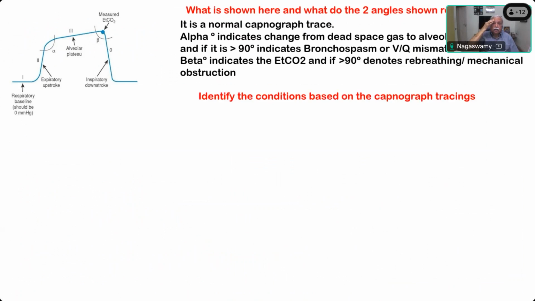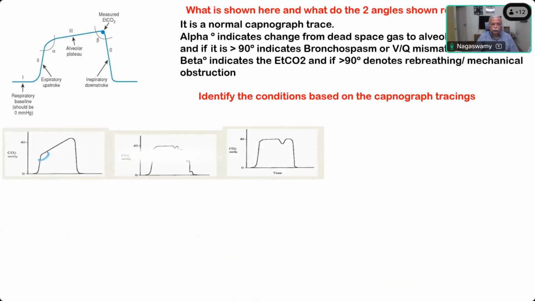Identify the conditions based on the capnographic tracings given below. First one is bronchospasm, an obstruction to expiratory flow. Second, cardiac oscillations. Very good. Third, spontaneous effort, curare cleft. Very good. Airflow obstruction, cardiac oscillations, and curare cleft.